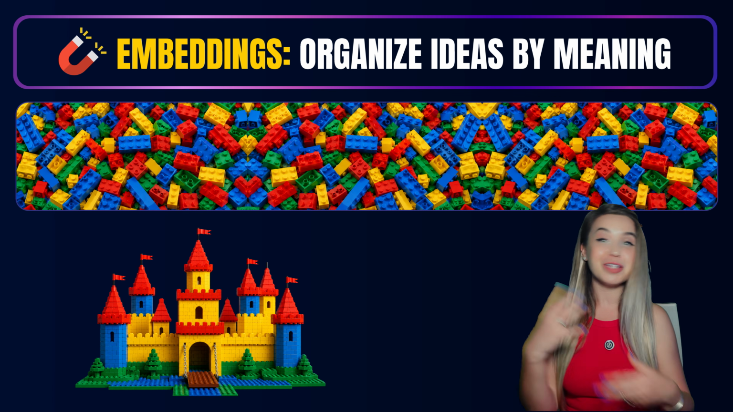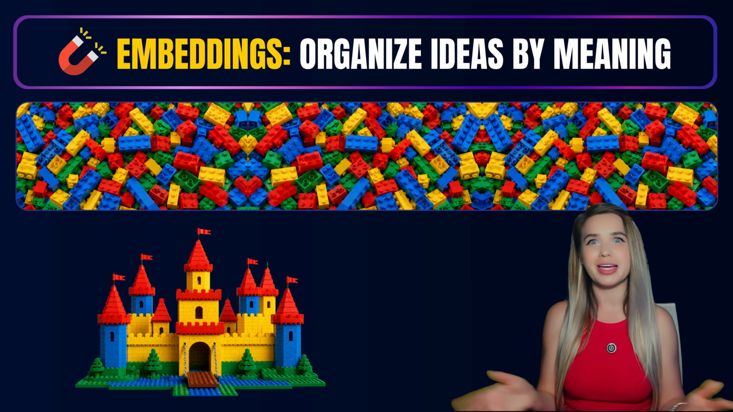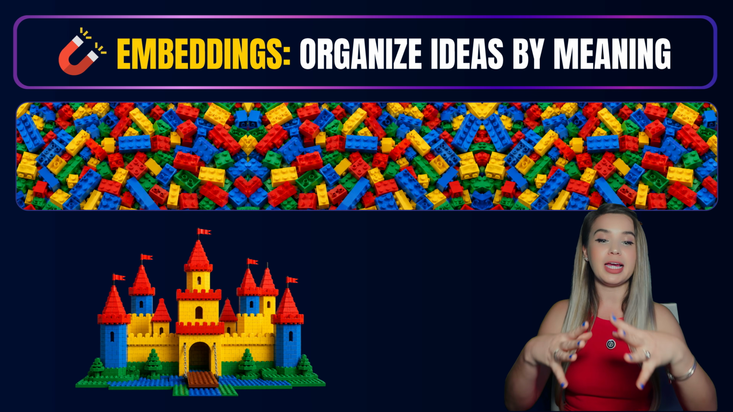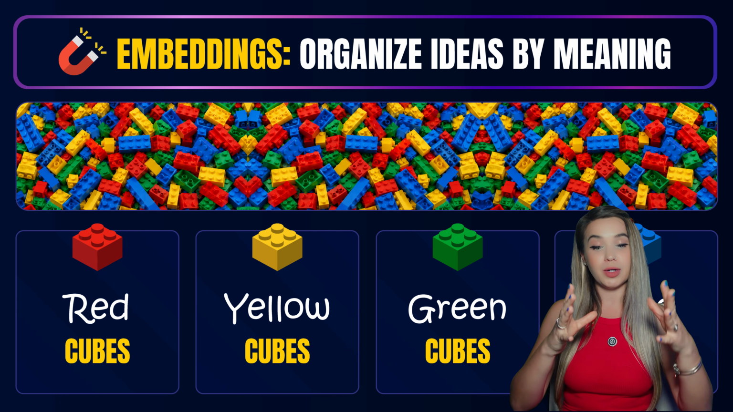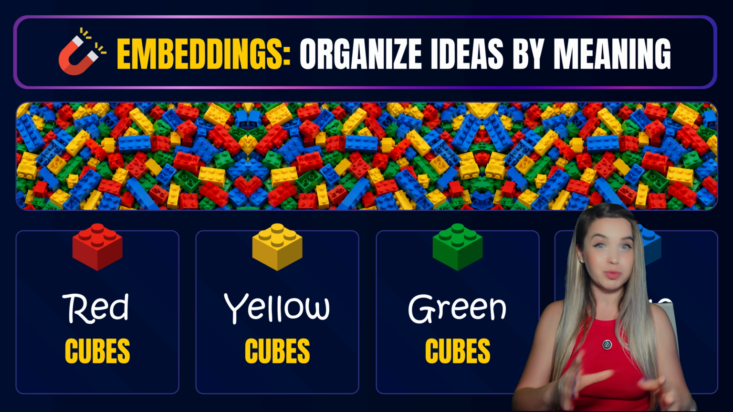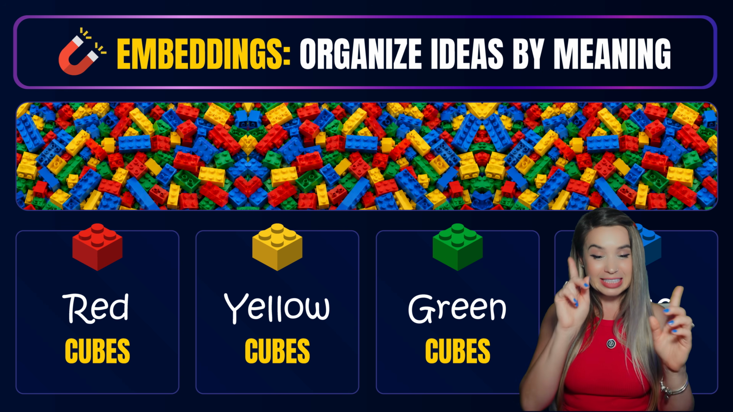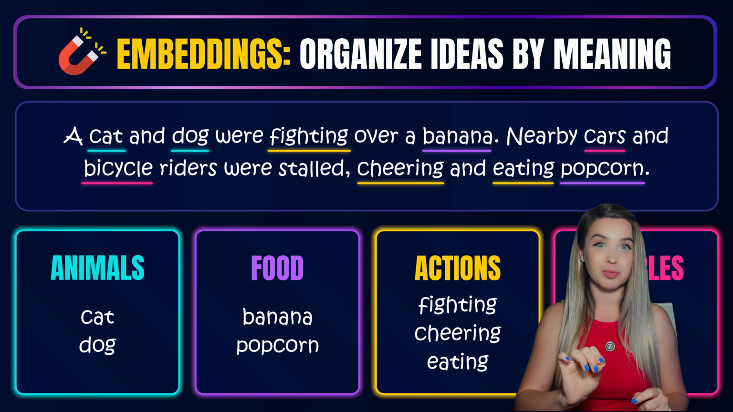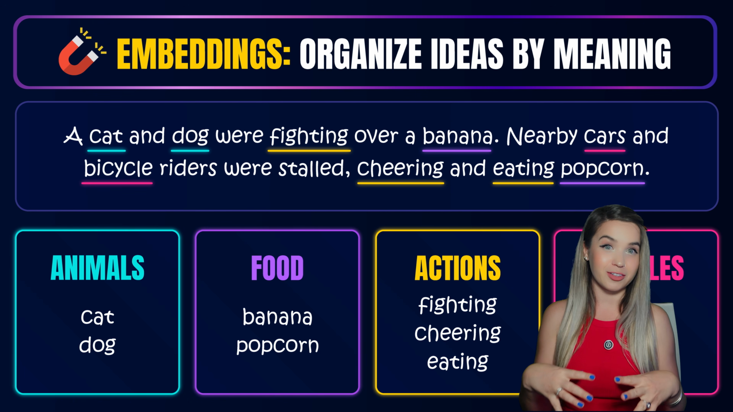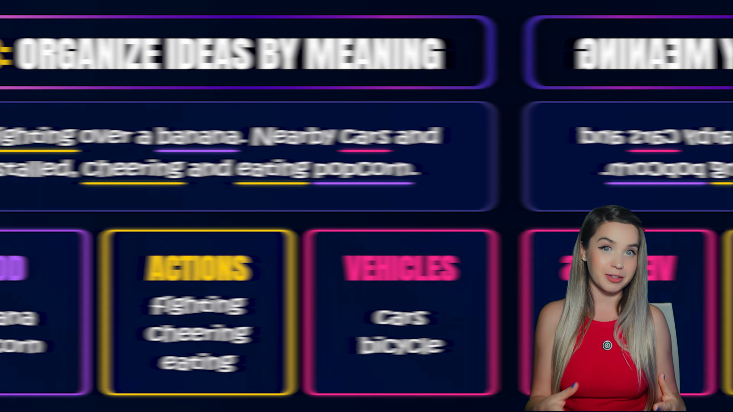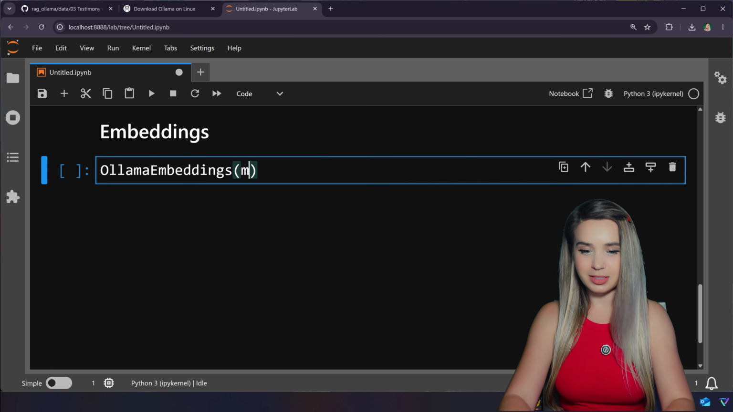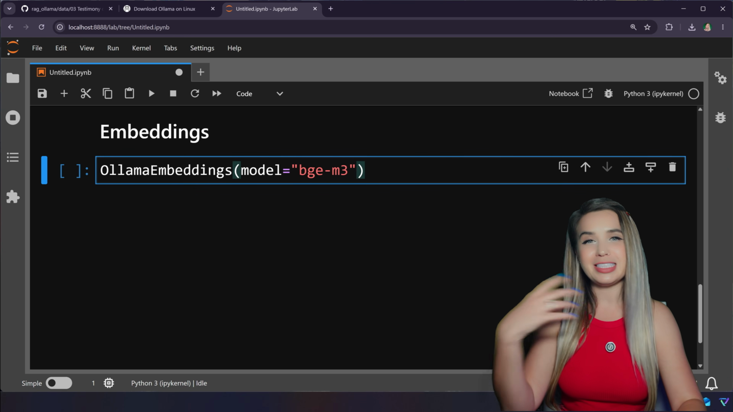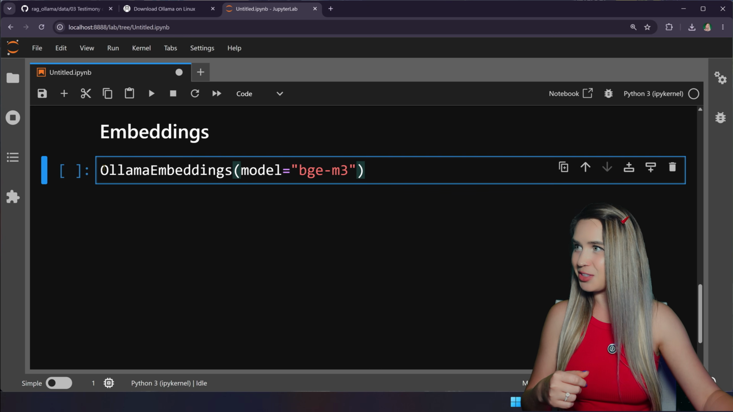For example, imagine we are building a castle from Legos. The embeddings model will take our chaotic box of Legos and sort them based on color. So when it is time to assemble them, it will be much easier for the chat model. Same goes for words. The embeddings model groups similar ideas together, making them much easier to find later. So let's quickly load it with Ollama Embeddings, passing it the model name of BGE-M3, the one we downloaded earlier, and we will assign it to embeddings.